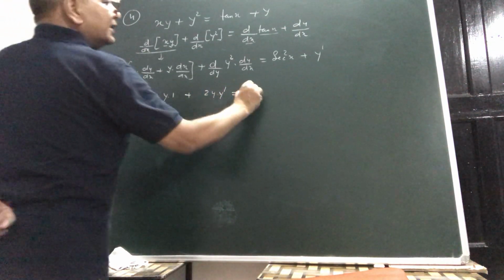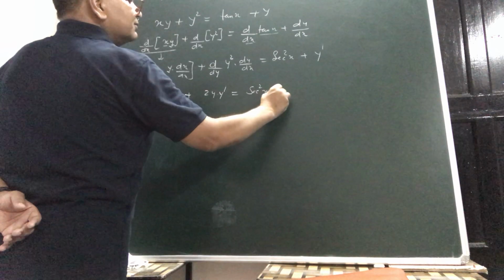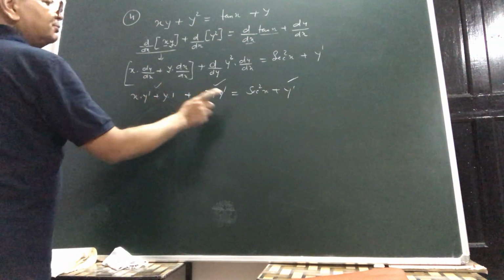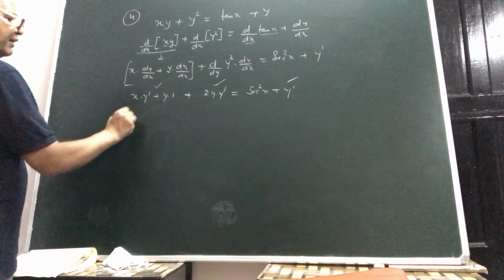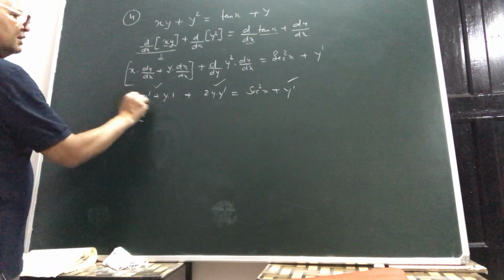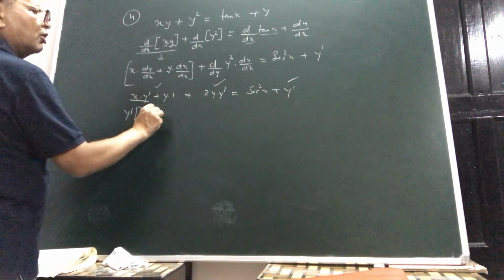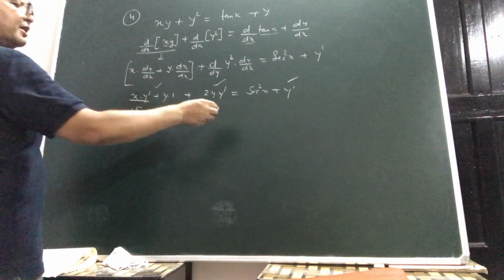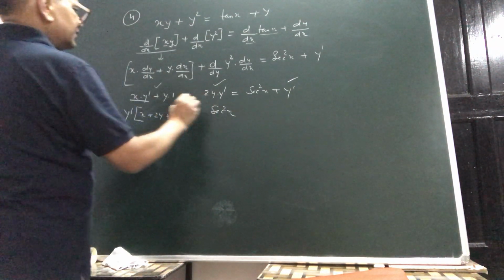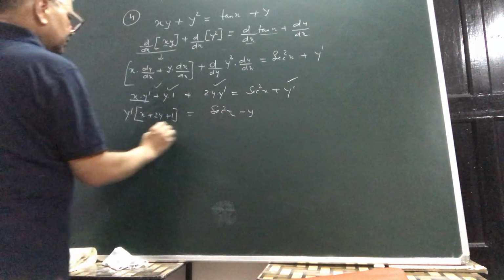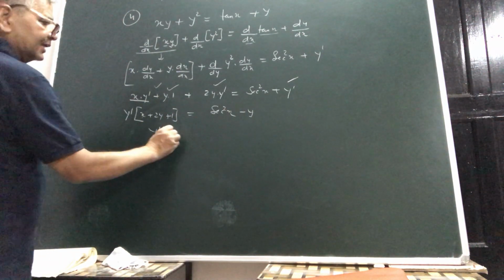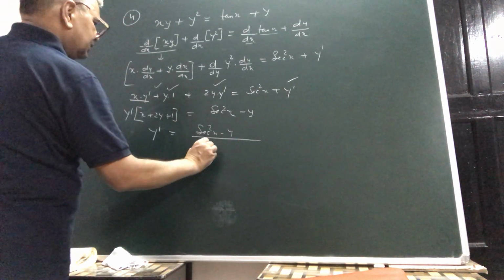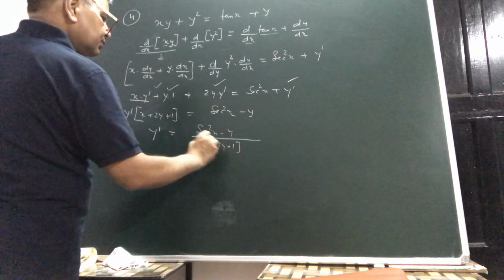Now please see, this is x into y dash plus y into 1 plus 2y y dash is equal to sec square x plus y dash. So let us see where are the terms containing y dash. 3 terms. The rest of the terms we will shift, and we will take y dash common. From this term x will come common, from here 2y, and from here 1. And the rest of the terms we will transpose to the other side, so it will be equal to sec square x minus y. So y dash, that is dy by dx, will be sec square x minus y upon x plus 2y plus 1. So that is your answer.